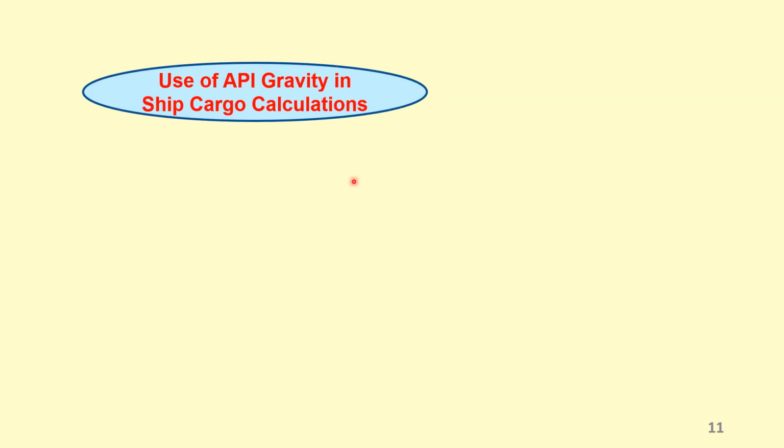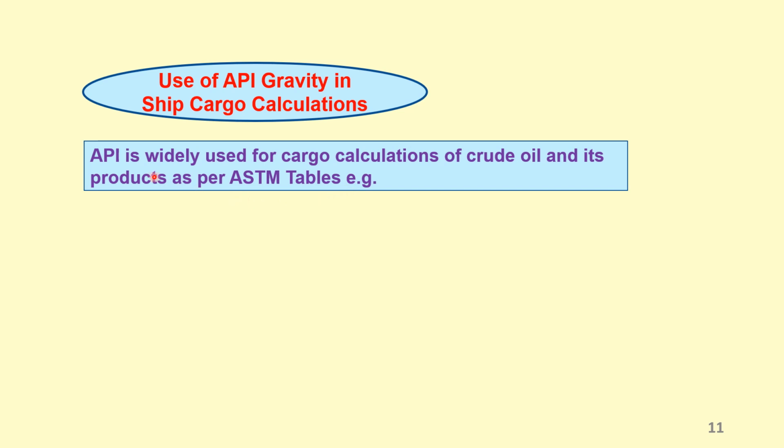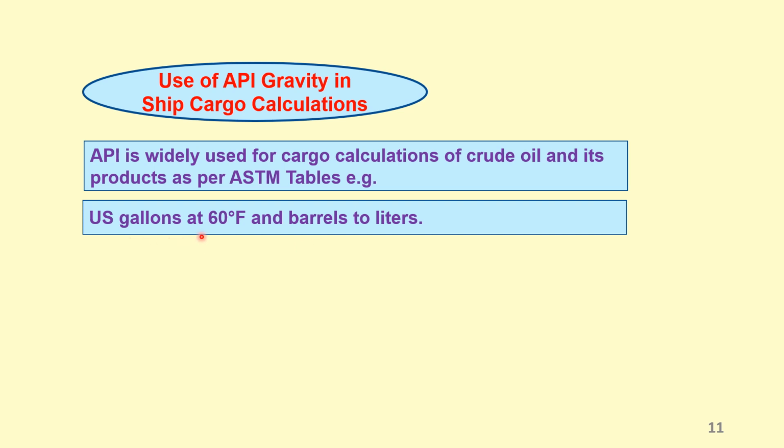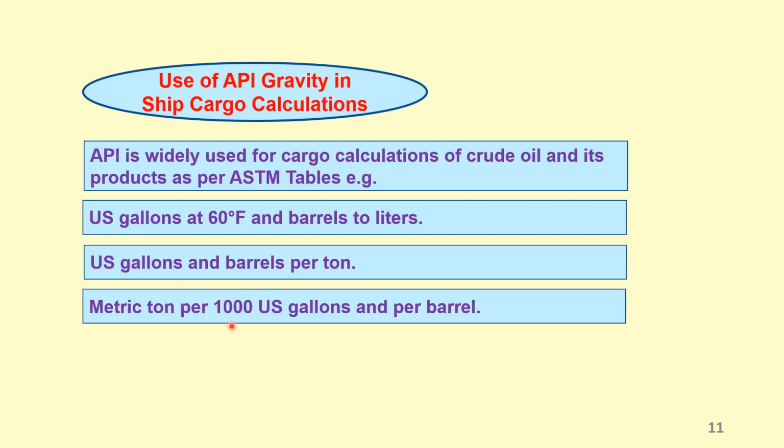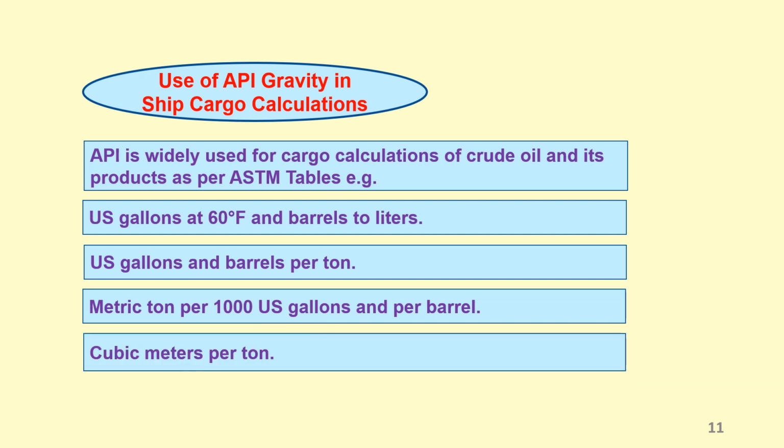Use of API gravity in ship cargo calculations. API is widely used for cargo calculations of crude oils and its products as per ASTM tables, for example, US gallon at 60 F and barrels, liters, US gallons and barrels per ton, metric ton per 1000 US gallons and per barrel, cubic meters per ton.